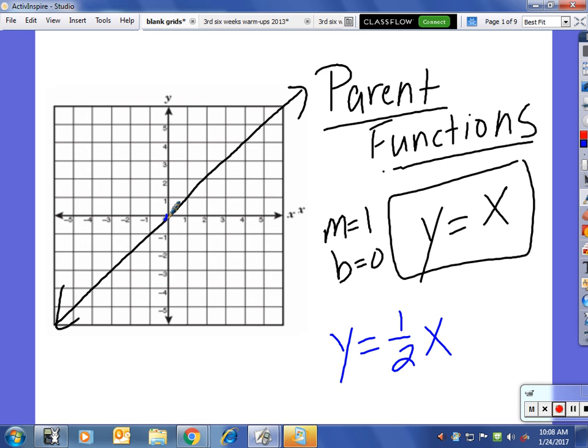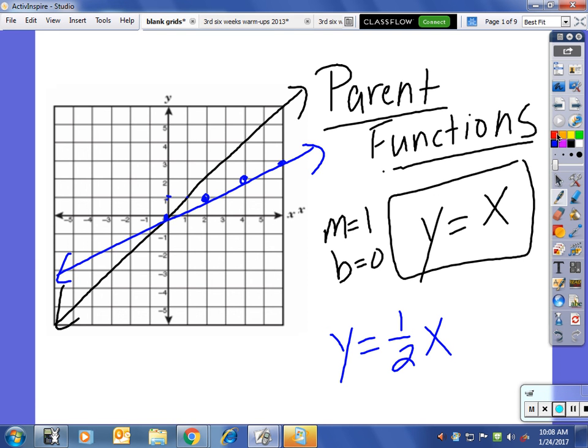I still have a y-intercept of 0, but I'm not going up 1 and over 1 anymore. I'm going up 1 and over 2, up 1 and over 2, up 1 and over 2. That's absolutely going to make the new line flatter. Slope can make you flatter or steeper. How would I make it steeper?